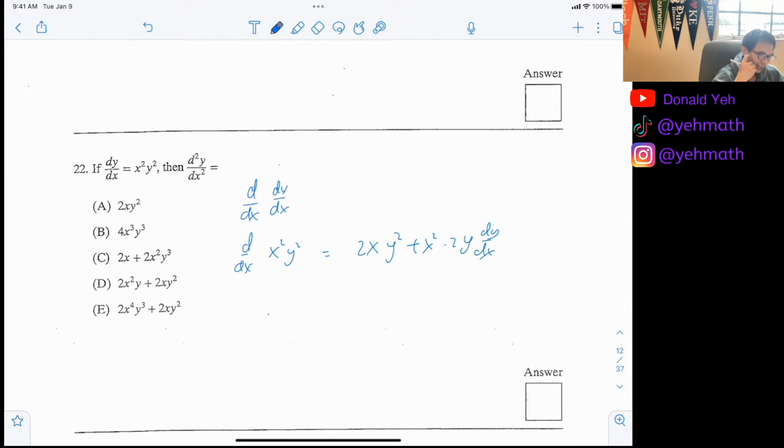So that becomes the second derivative. So that's going to be 2xy squared plus 2x squared y, dy dx is going to be times x squared y squared. So it'll be 2xy squared plus 2x^4 y cubed. It's E, right? Yeah. Next questions.